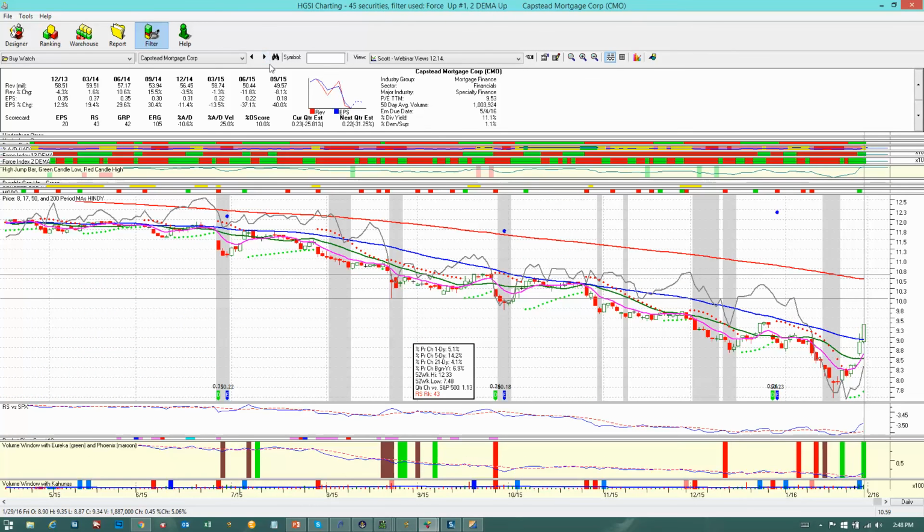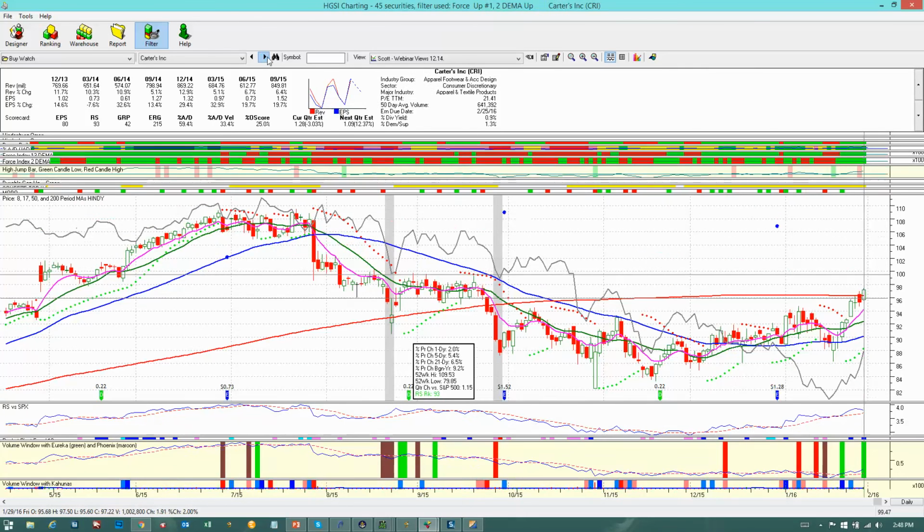Capstead Mortgage, this was one I liked, pull back. Looks like it's broken back out. We'll go back and retest the 10.5 level. Why do I like it? It pays 11% dividend, but the stock drops $2. It takes you 2 years with the dividend to remake your $2 loss.